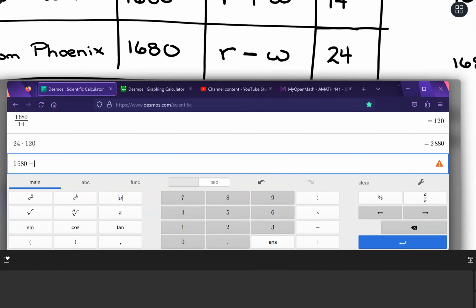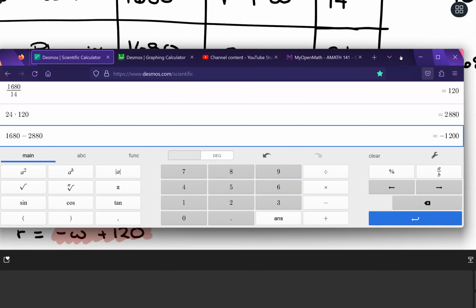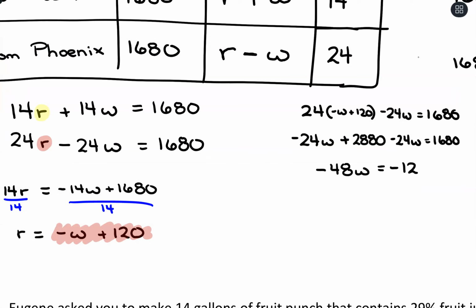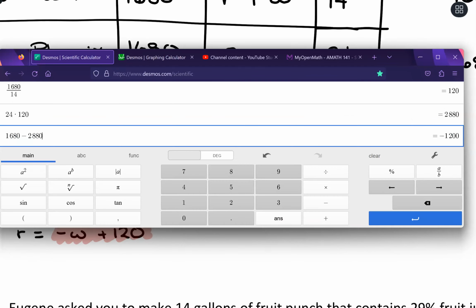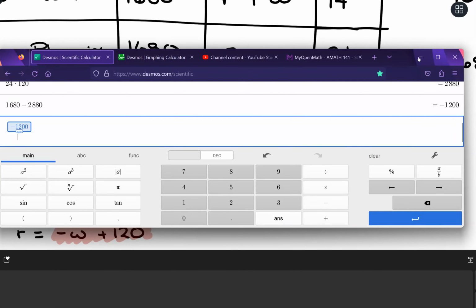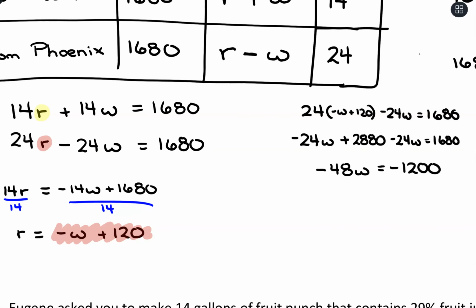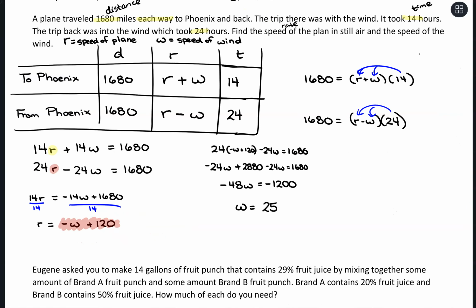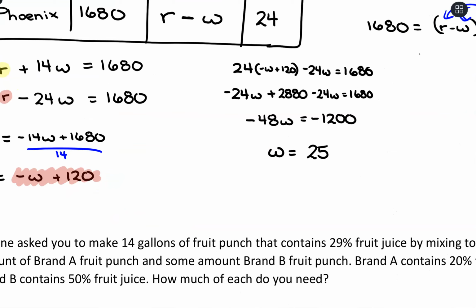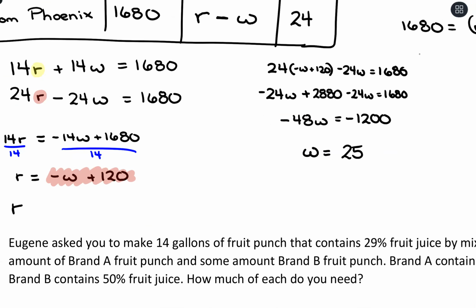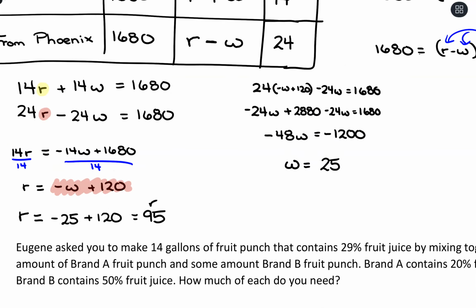minus 2,880 for a negative 1,200. And we're going to take that answer divided by negative 48 for 25. Okay, wind speed is 25, which means the rate is, and we can go ahead and plug it in right here. Rate is negative 25 plus 120, which would be 95. So that's our value for r right there.